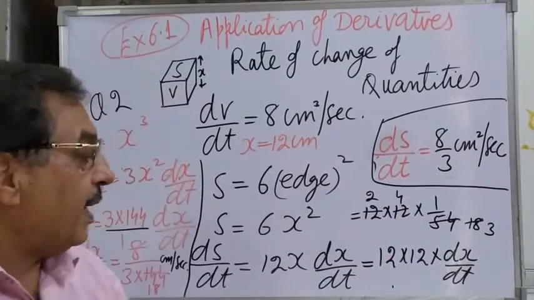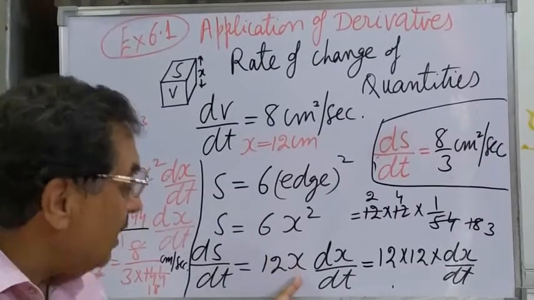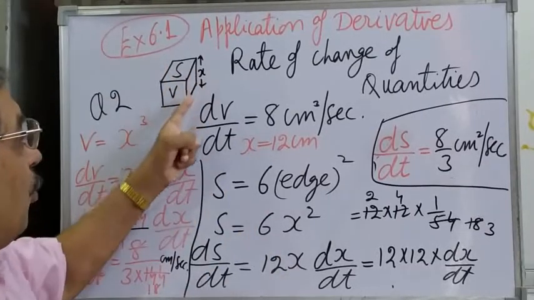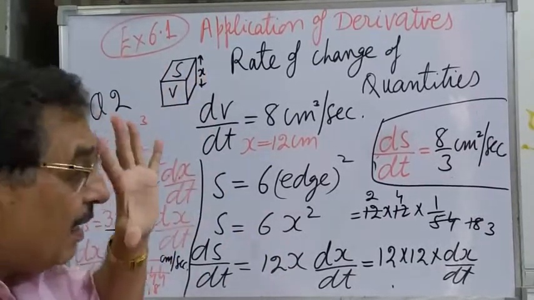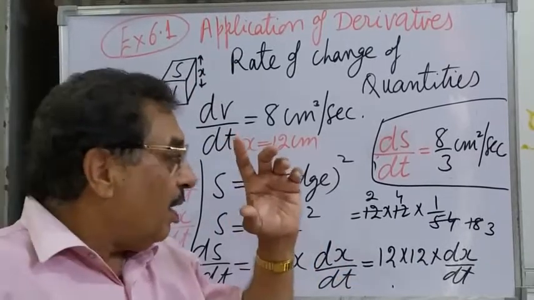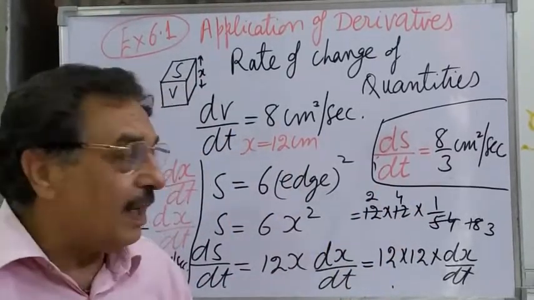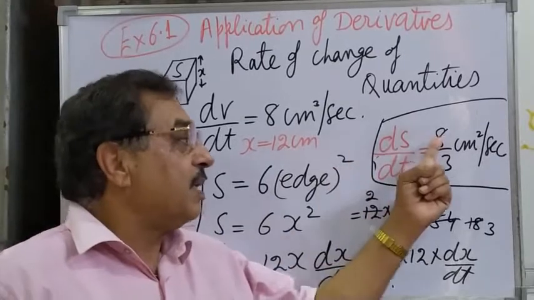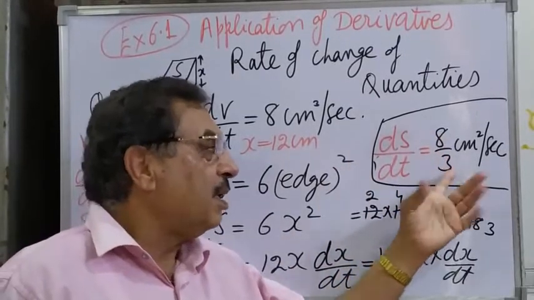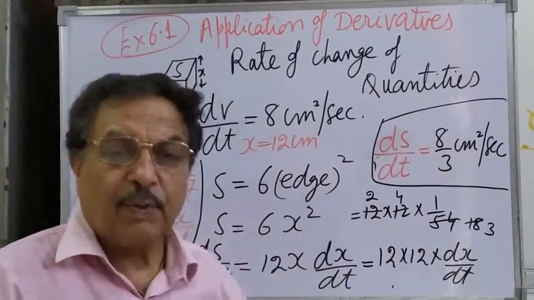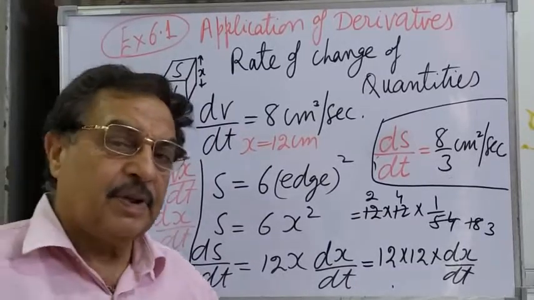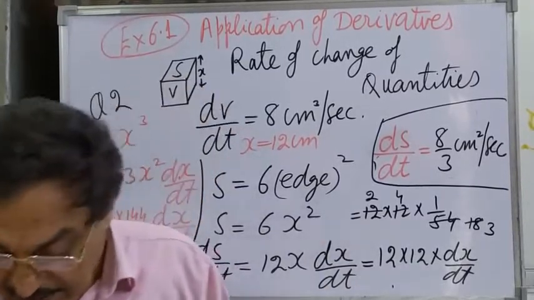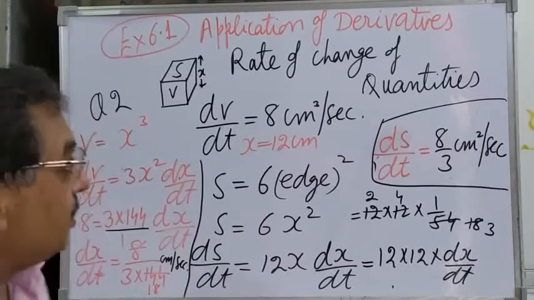And when the edge of the cube is 12 centimeter, at that moment the whole area of the surface is increasing by 8 by 3. It comes to 2.67, approximately 2.7 centimeter square per second. Okay, so this is what you do.